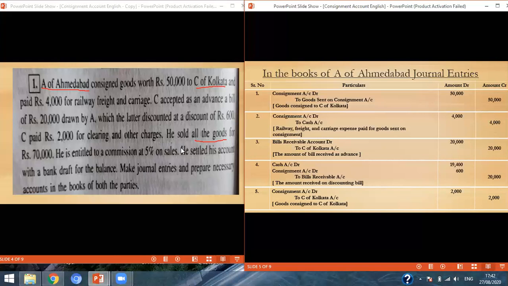Then he sold all the goods for 70,000. He had sold all the goods. So now we'll do the general entries of this. C of Kolkata account debit to consignment account. And we'll write the narration: goods sold by C, 70,000.